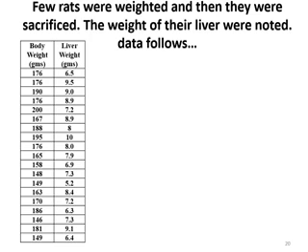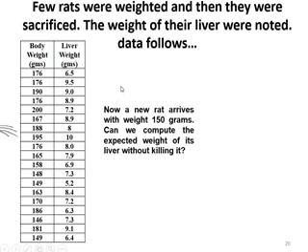We have some data previously collected, where we have actually sacrificed some rats, and we have found that a rat with 176 gram weight has a liver weight of 6.5 grams. Another rat, 176 grams weight, has a liver weight of 9.5 grams. This way I have many values of this is our x and this is our y. So I want to find out a relationship between these.